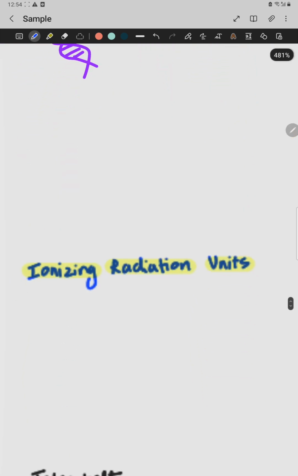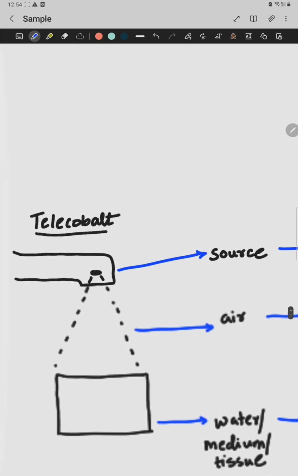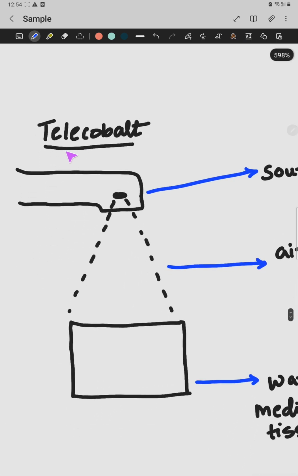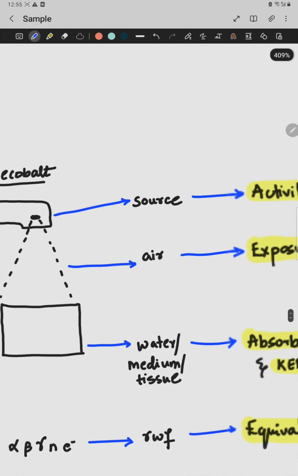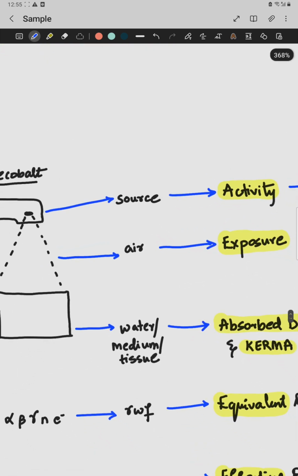Now coming to radiation units per se, let's take an example. First let us consider a telecobalt unit where this is the source. This is the air, between the source and the patient or the phantom or something that we have kept here, a material to measure. So source, air, water, medium or tissue. Now for the source, what do we measure? We measure activity. So for cobalt, it's the activity measure. For any source, we measure the activity. In the air, what we are measuring is exposure.